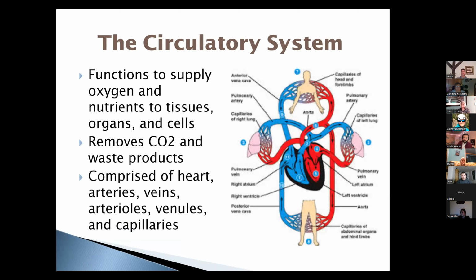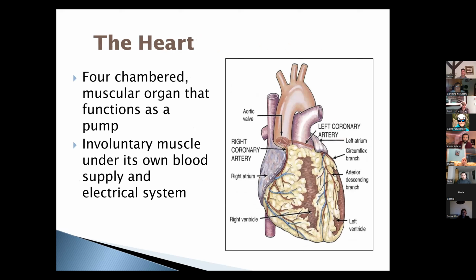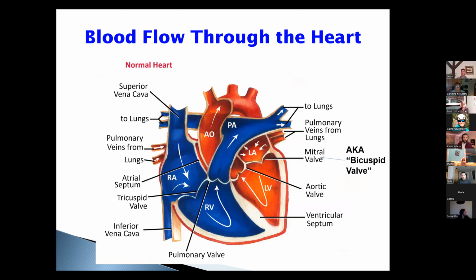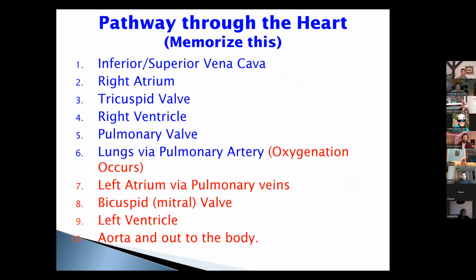Just a review of the circulatory system, right? It's the pathway of tubes and vessels throughout our body. It functions to carry oxygen and remove waste. The pump of that system is the heart, 4 chambers in this organ. It's got its own blood supply, own electricity. It working appropriately is just paramount to our survival. We have that blood flow through the heart that I asked you guys to review and remember. If you need it again, here you go.